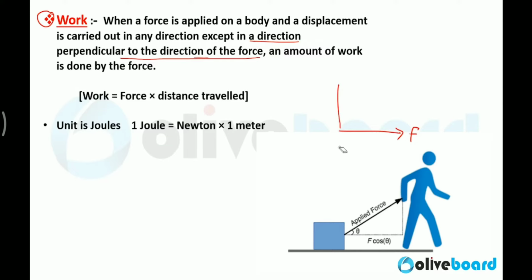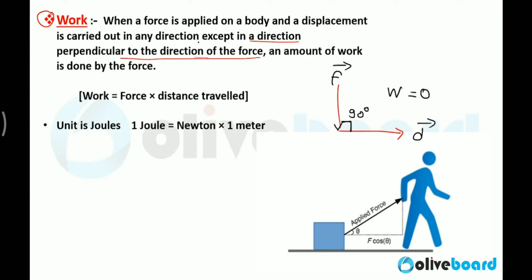Let's say you are applying the force in the downward direction. This is the direction of force and this is the direction of displacement. What is the angle here? The angle is 90 degrees. So only in this condition will your work done be 0. In all other conditions, you will always get some amount of work done, either negative or positive. Clear? So that is the definition.